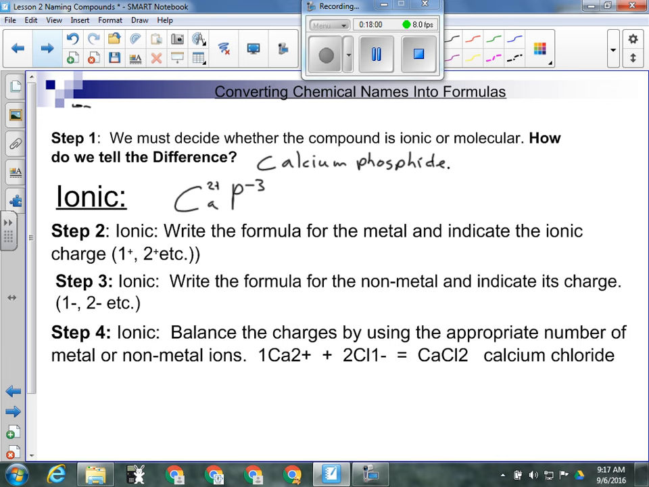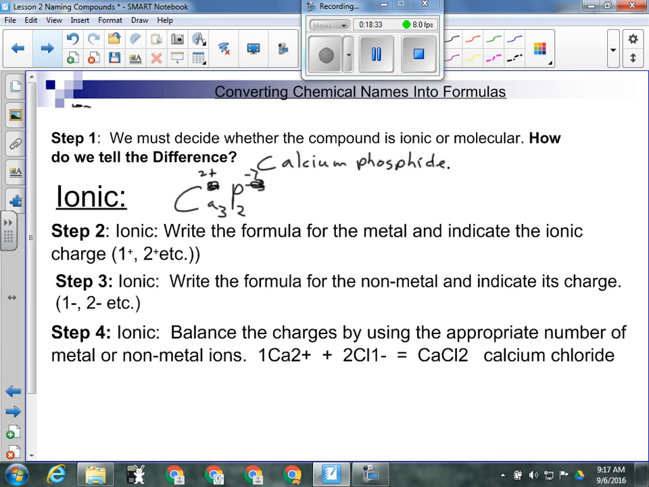Drop and swap. I've got the charges, so I drop and swap. So the 2 goes here and the 3 goes here. I can get rid of those. Can I reduce 3 and 2 down to anything? No, then that's as far as I go. There's my formula. Okay, by doing that, I've balanced the charges. The reason the swap and drop works is because it makes sure that you have -3 times 2 is -6. +2 times 3 is +6. It makes sure the charges are balanced. Okay, it works out for you every time because it's cross multiplication.